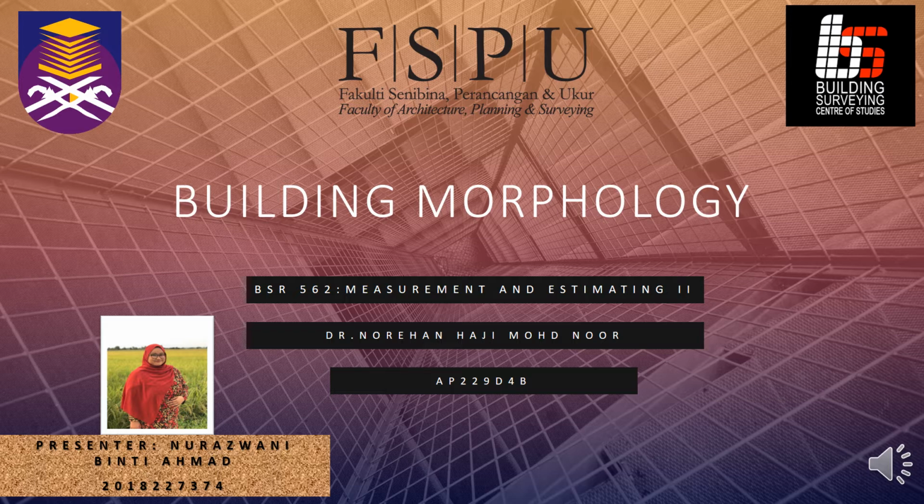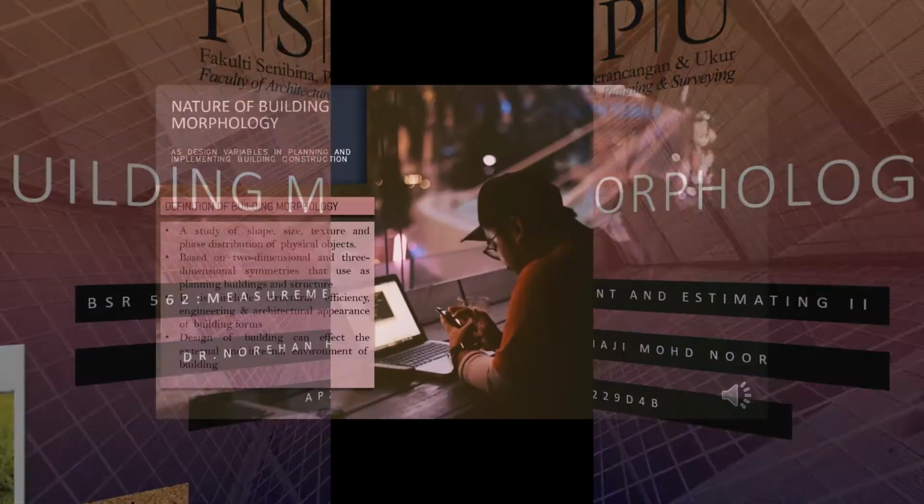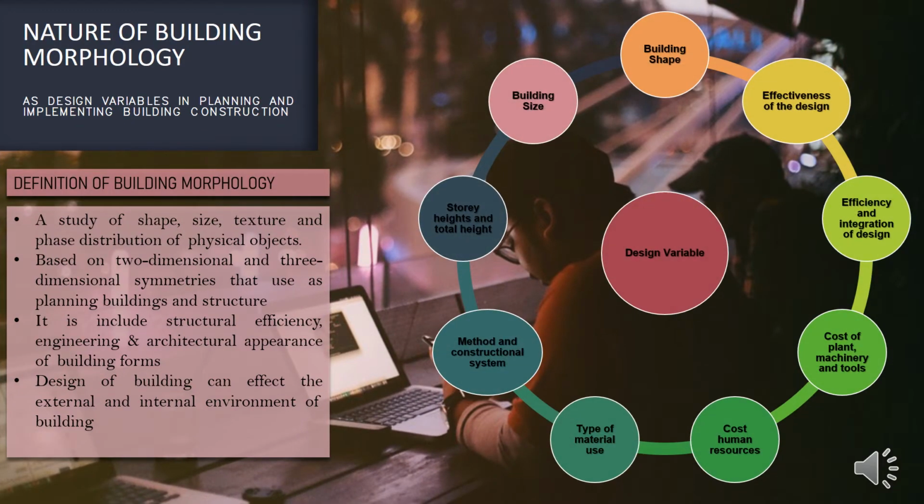Today, I'll represent my final exercise 3, namely building economics, under the topic building morphology. Before I go through the design variables, let me explain the definition of building morphology. Building morphology is a study of shape, size, texture, and phase distribution of physical objects.